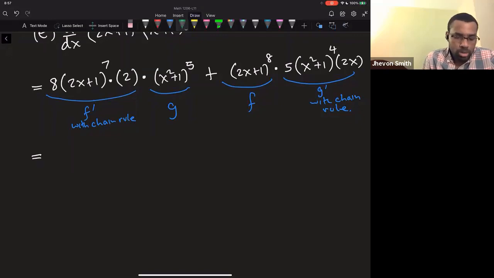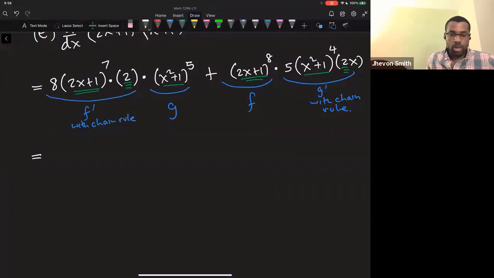which means we need common terms. Notice that 2x plus 1 is a common term. X squared plus 1 is a common term. 2 is a common term. Those are all the common terms. So remember how you factor stuff. You pull out the common terms to the lowest powers to which they appear.